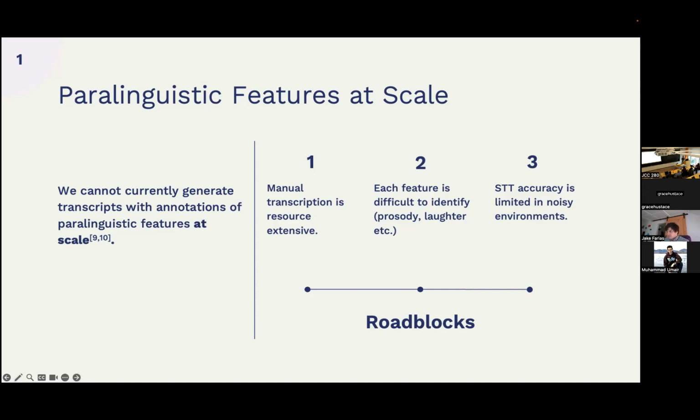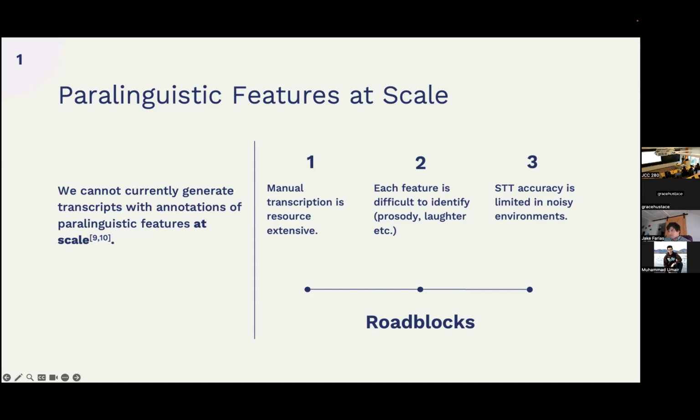And then each individual feature is really difficult to identify. Prosody or laughter or relative speech rate of the speaker can be subjective decisions. And then we also know that speech-to-text systems are fundamentally limited in their accuracy as well. So if we're doing any downstream analysis, that's limited by the accuracy of the speech-to-text system itself.